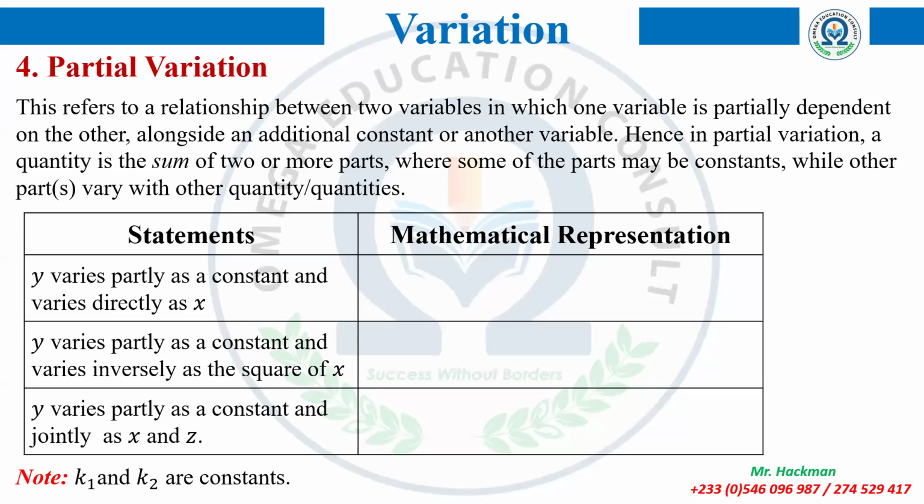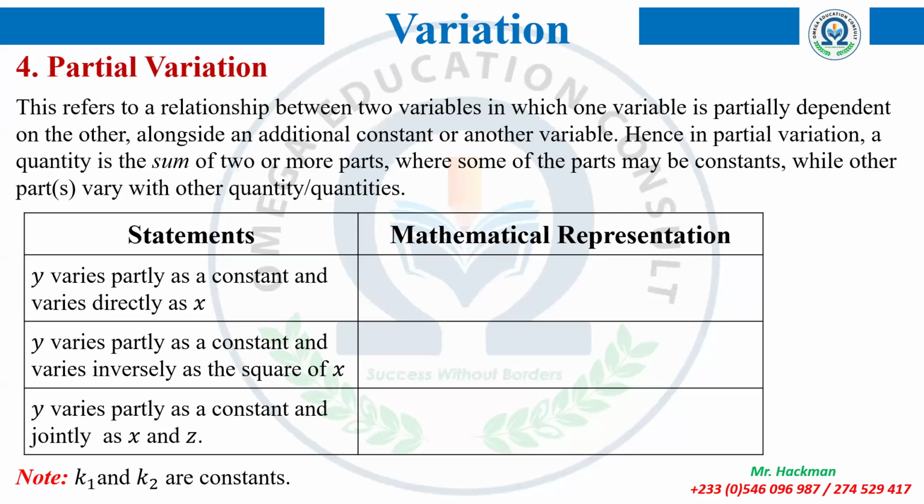Okay, so welcome back from the water break. We are going to look at our last type of variation, which is partial variation. This refers to a relationship between two variables in which one variable is partly dependent on another variable alongside an additional constant or other variable. I will throw more light on this, don't worry.